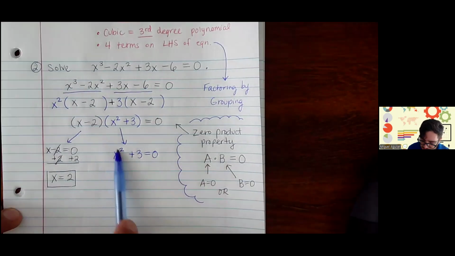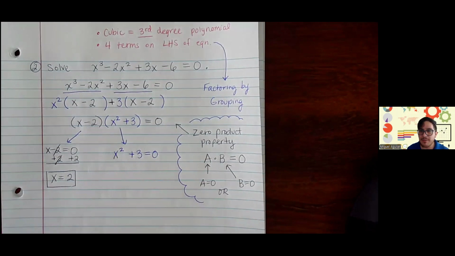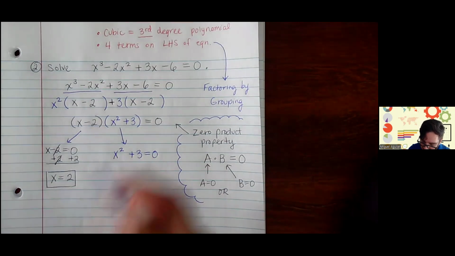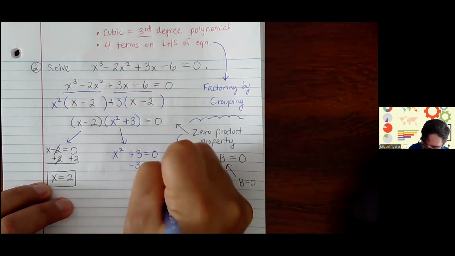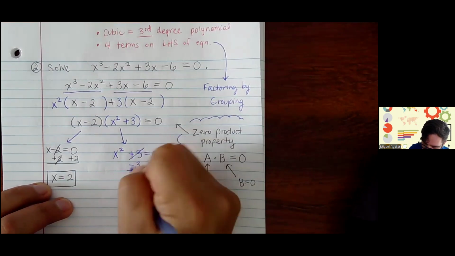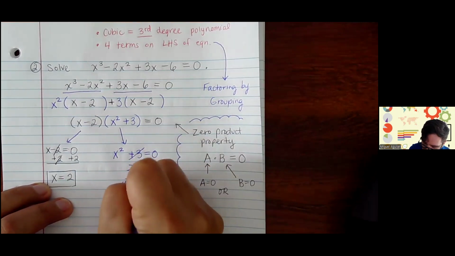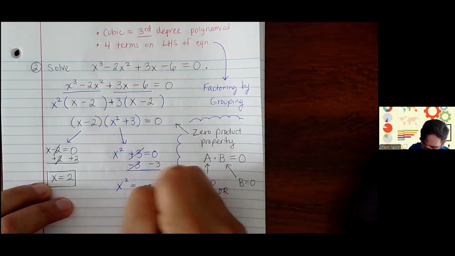Because we only have the squared term and a constant, that should signal to me that I'm going to use the square root property. But before I can do that, I need to isolate the square. So I'm going to subtract the 3 over to the other side of the equation. So now I have x squared is equal to negative 3.